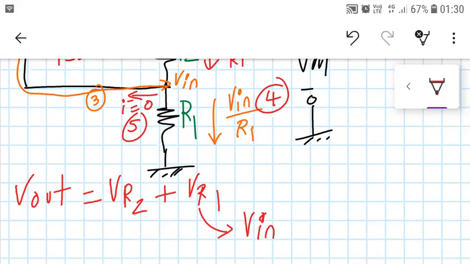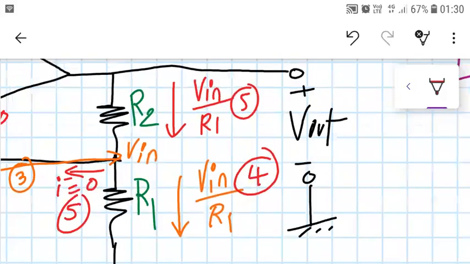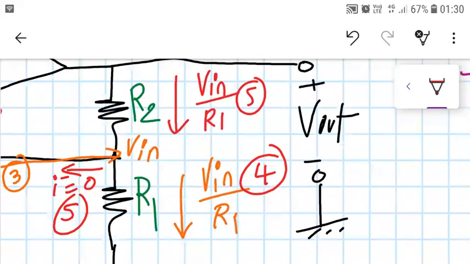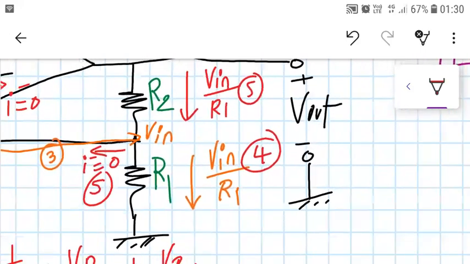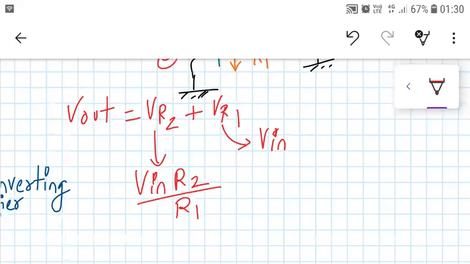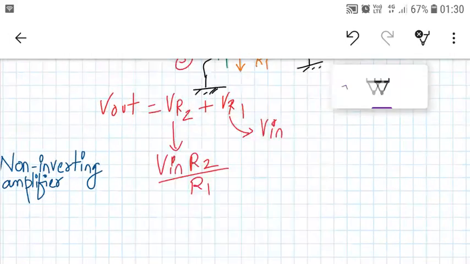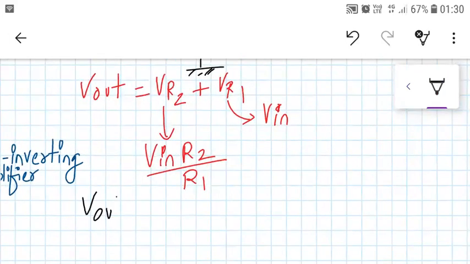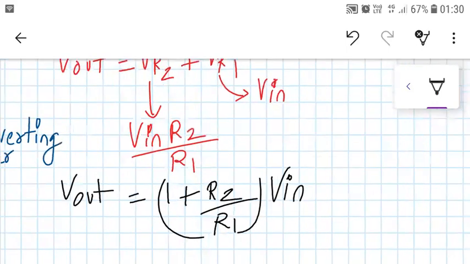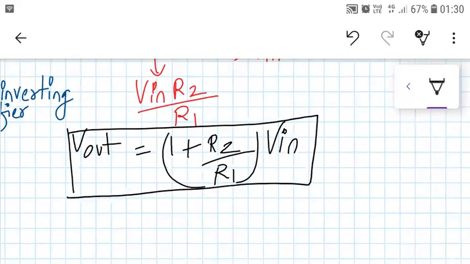Okay, so what will be VR2? The voltage drop across R2 will be the current flowing through it multiplied by the resistor. So it is V in into R2 divided by R1. When we club both the terms together, see what we get. V out is equal to 1 plus R2 upon R1 into V in. So that's it. This is my expression for the output voltage.